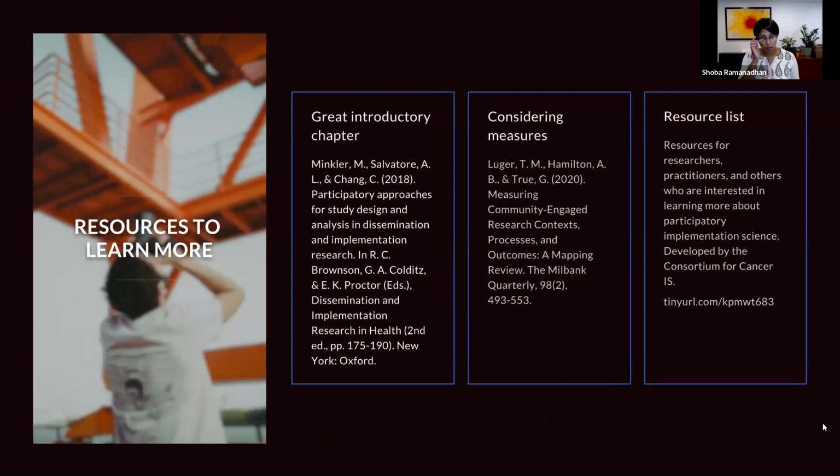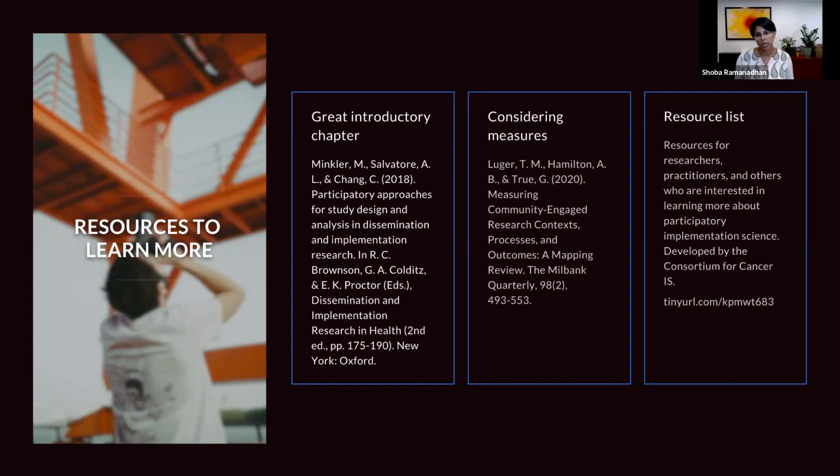So if you'd like to read more, I'm offering a couple of great resources here that I found to be very helpful. There's a really nice introductory chapter in the D&I textbook that Ross Brownson, Graham Colditz, and Enola Proctor have put together. It gives a really nice introduction to what participatory approaches are and can do, and then gives a really nice case study so that you can see it in action.